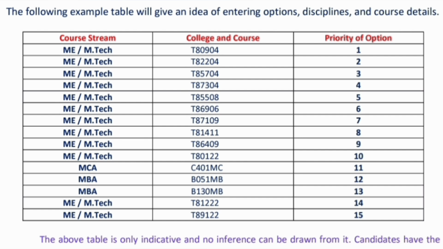This is before submission. You can see MTech first course in the college which has code T80904, priority 1 and priority 2, and in between you can see a student can also do MTech, MCA, MBA, all the combinations. So nobody is stopping you from choosing all the courses available, and up to 999 options you can enter, but here it is showing 15. So this is just a sample. And once you have done it, don't forget to save it before actual submission, right? You have some time available.